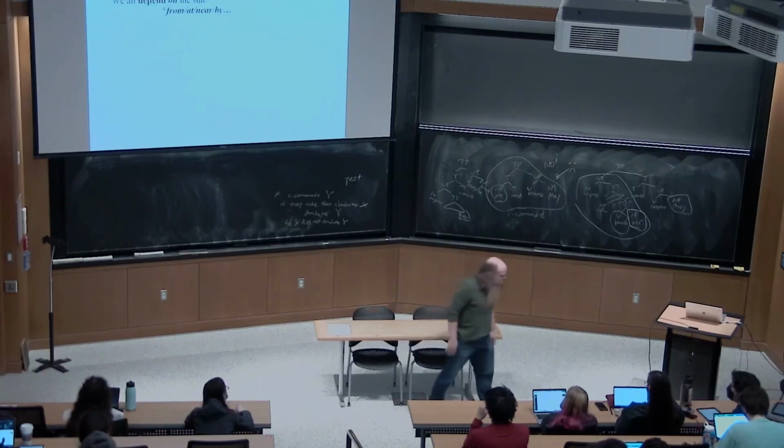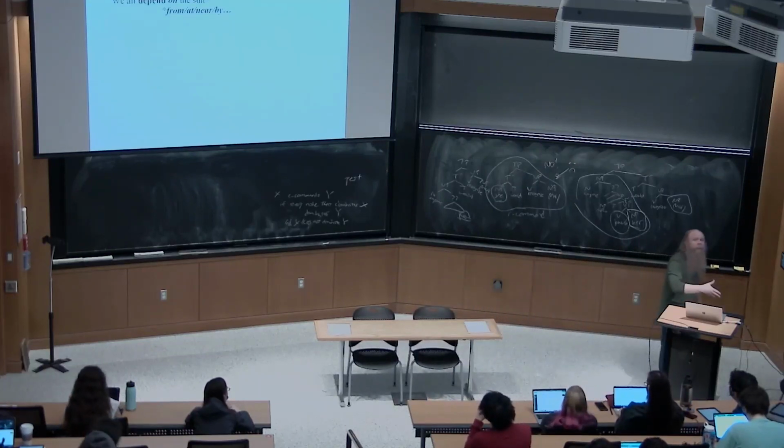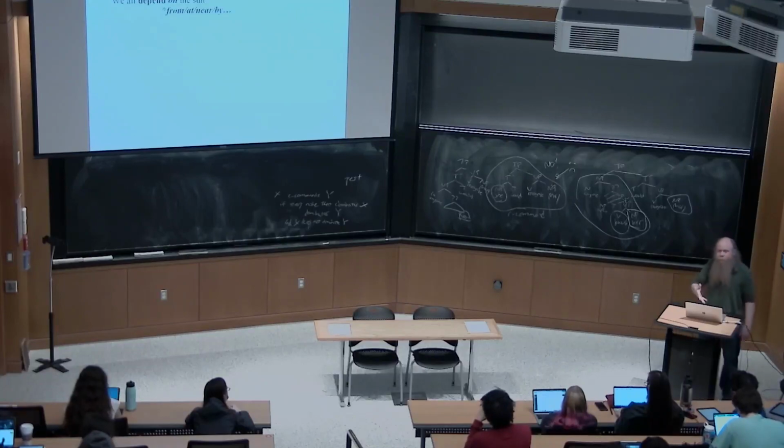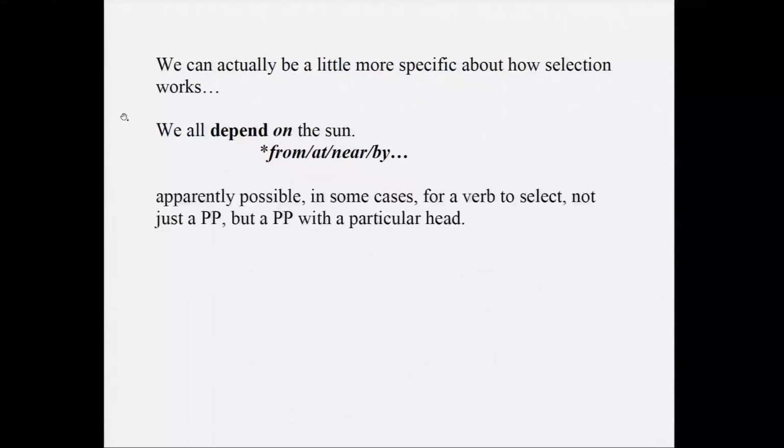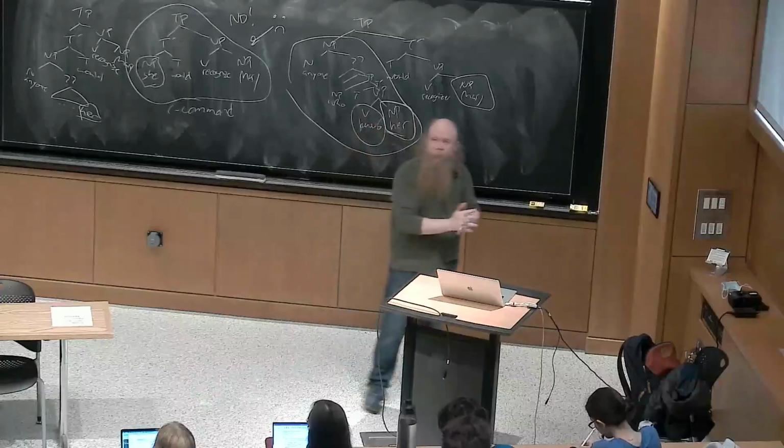Verbs like depend say, I want a prepositional phrase, and I want the preposition to be on. Can't be anything else. So apparently it's possible, at least in some kinds of cases, for a verb to select not just a prepositional phrase, but a prepositional phrase with a particular head. By head, I mean the preposition, the thing that the prepositional phrase is named after. Yeah, the smallest thing with the label P.